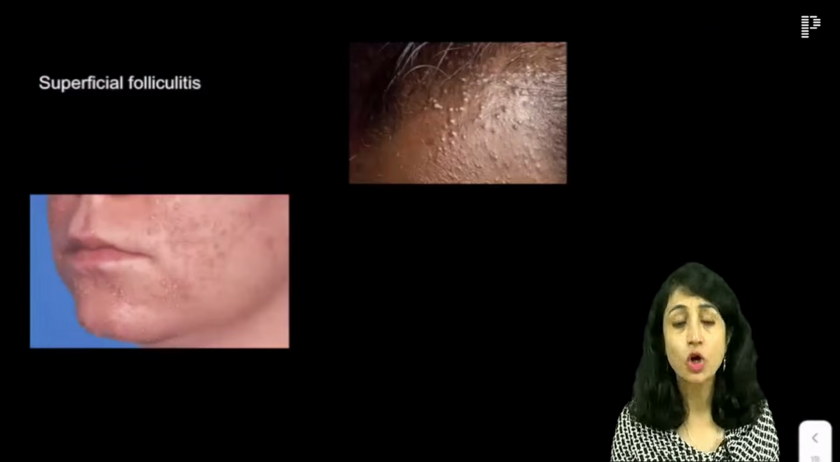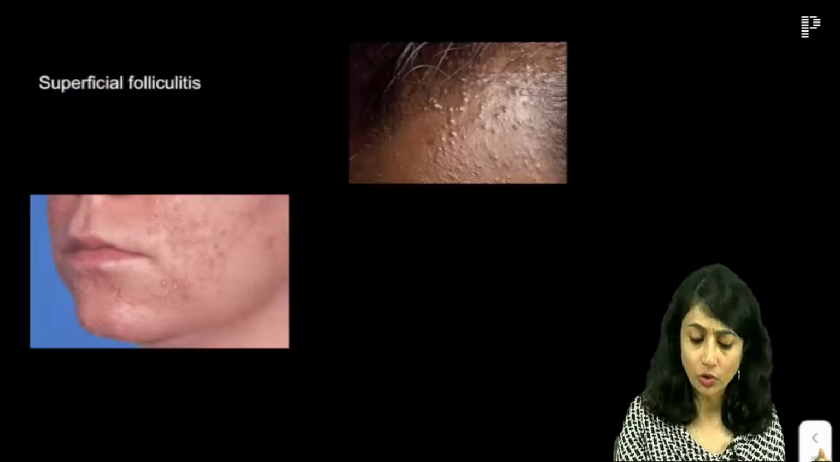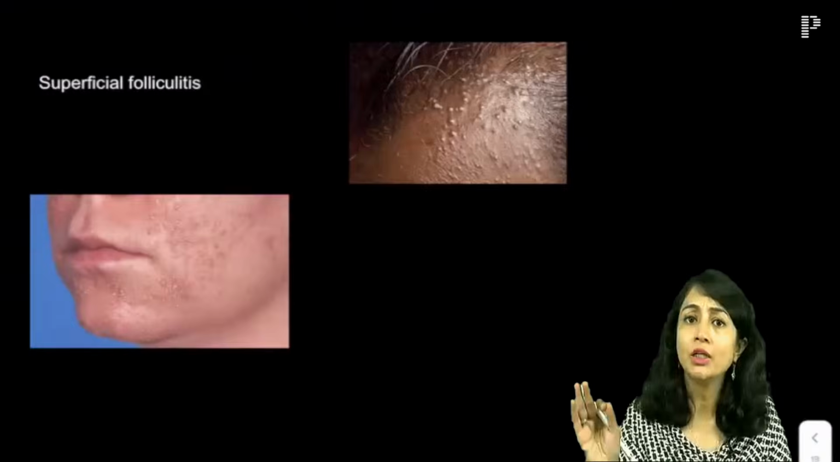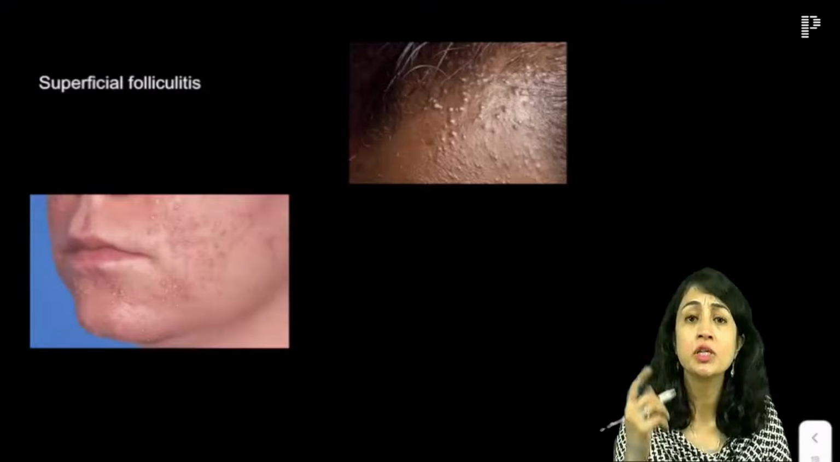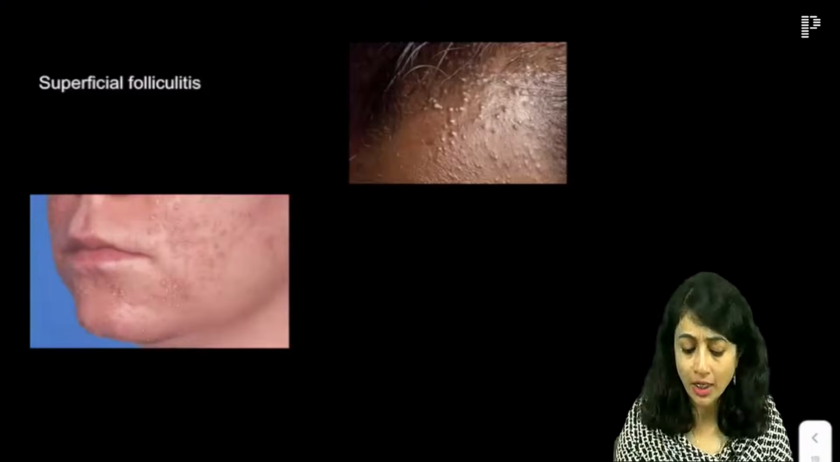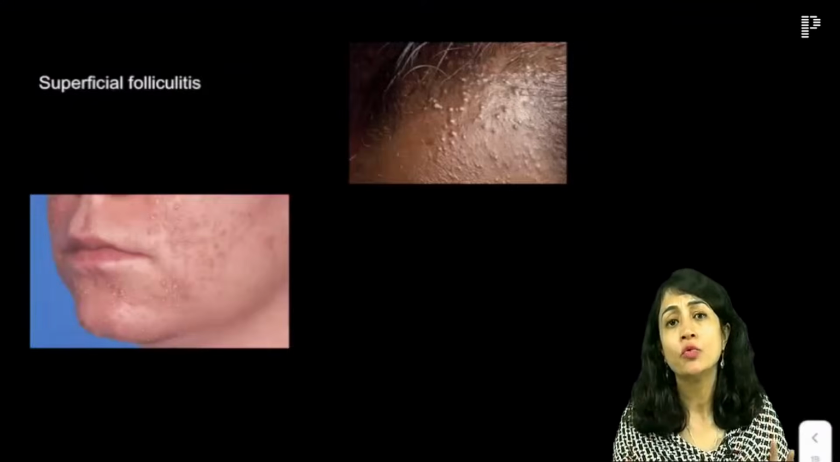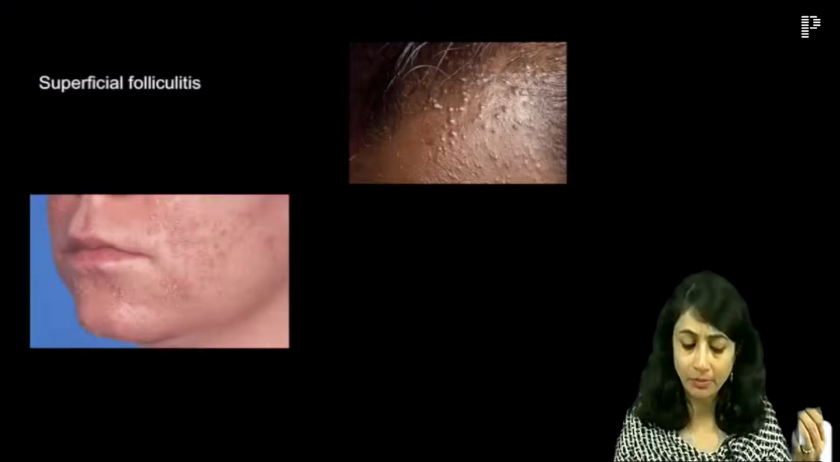Now, this is how my superficial folliculitis would look. Very, very minute since it's superficial. So very, very minute superficial pustules which can be present along the hairlines, along the face. Superficial folliculitis would typically require topical antibiotics.